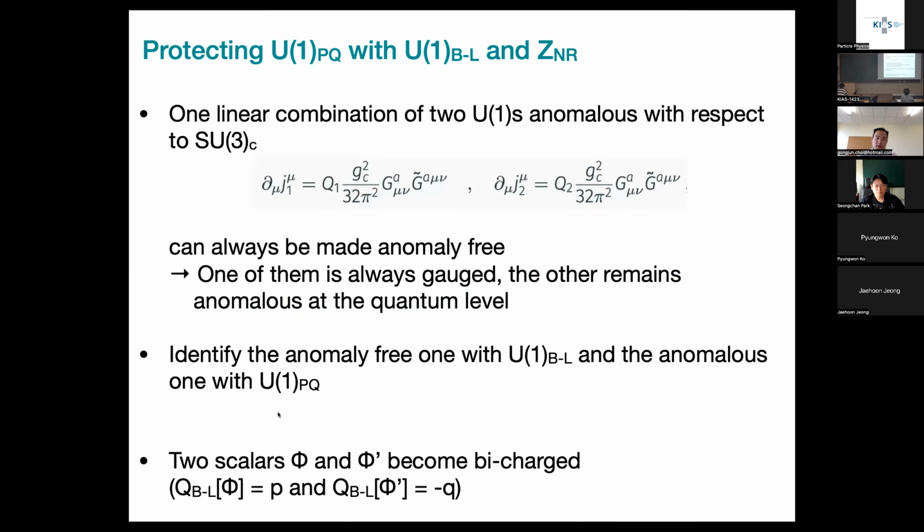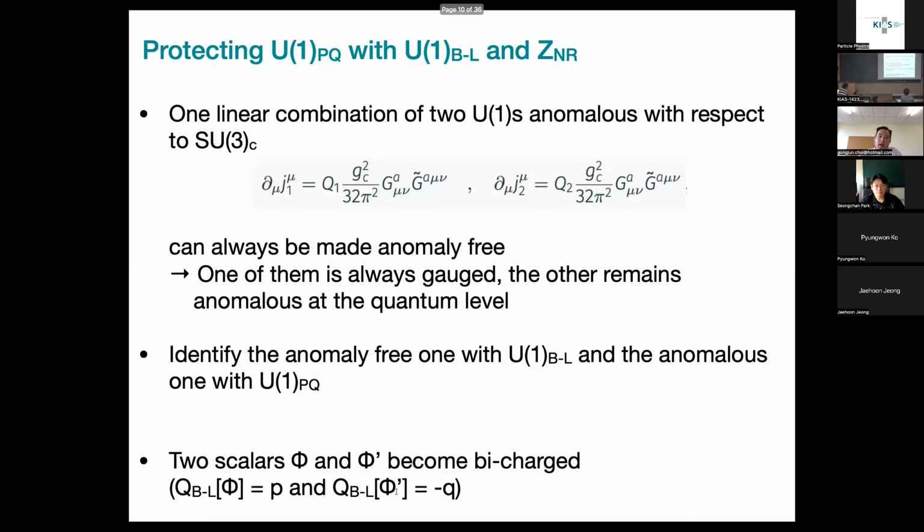These two U1s, by the way, will eventually, as we go to low energy, go through spontaneous symmetry breaking. Therefore, you need two scalars. So let me introduce two scalars, phi and phi prime. Because I define each current by taking a linear combination of the two currents, both of the scalars become bi-charged. So phi carries the B minus L charge and the Peccei-Quinn charge, and phi prime also carries B minus L charge and Peccei-Quinn charge. Let's say at the moment phi carries B minus L charge P and phi prime carries B minus L charge minus Q.